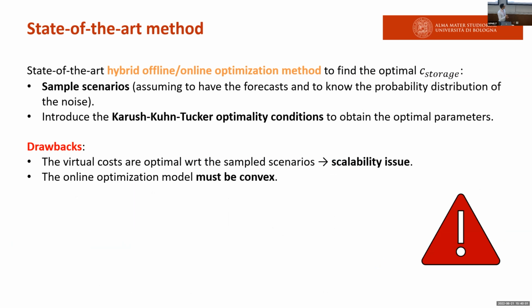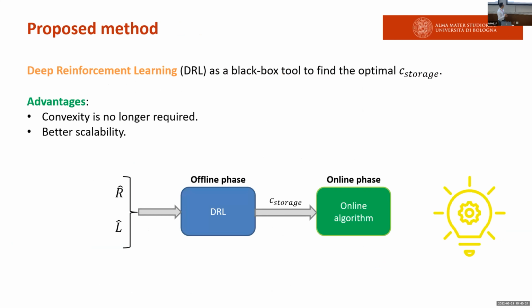One thing that we need to notice is that this algorithm requires the optimization model to be convex. Another thing is that the quality of the solution strongly depends on the number of sample scenarios. Of course, if we sample many scenarios, then the computational complexity is really high, so it has some scalability issues.